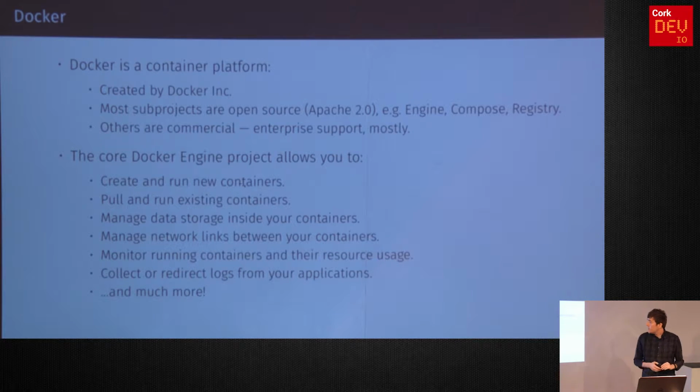So the core Docker Engine project allows you to create and run new containers. It allows you to pull and run existing containers. There's a Docker Hub online. It's much like an operating system package repository. So if you want to run Postgres, you can say, hey, I'm going to pull that from Docker Hub, and then suddenly you've got a database running live. I'll show you maybe an example of how that works in a minute.